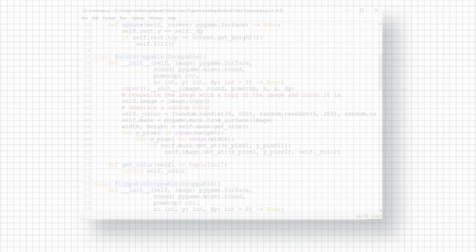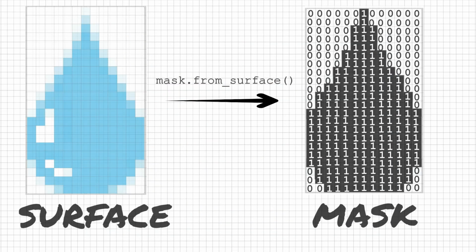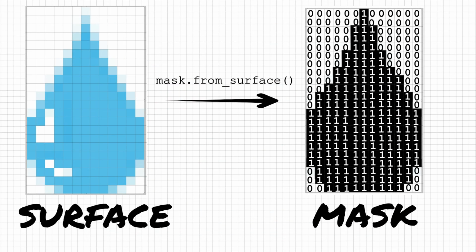And what is a mask? It's a grid of ones and zeros that's the same size and dimensions as the surface it was created from. The mask object has a 1 anywhere the surface has a non-transparent pixel, and a 0 anywhere the surface has a transparent pixel. So the paint drop itself is made up of visible or non-transparent pixels. Those are all ones in the mask. But all around the paint drop are transparent pixels, pixels with an alpha value of 0. Those are all zeros in the mask.